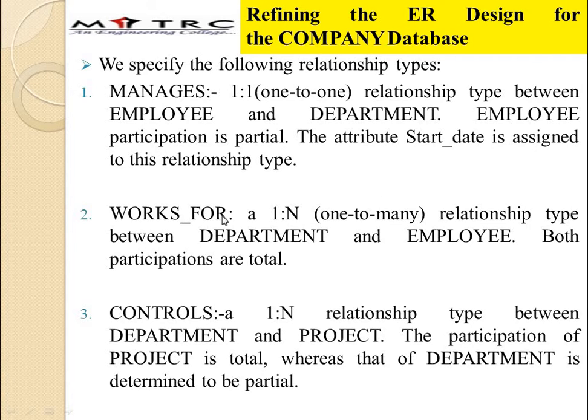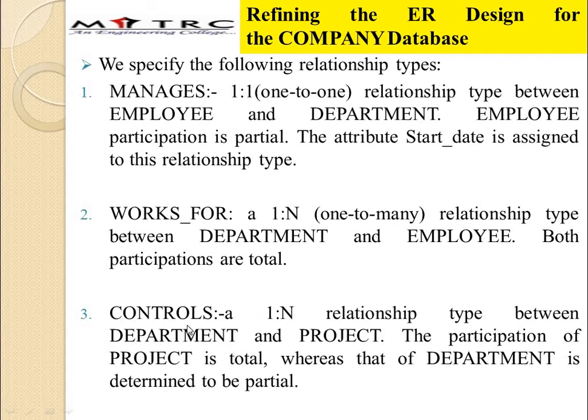The second important point to note about the relationship types inside this company database is works for. Works for has the cardinality of 1:n, that is a one-to-many relationship type between the two entities, department and employee, and both have partial participation. Both show the participation constraint of partial type.